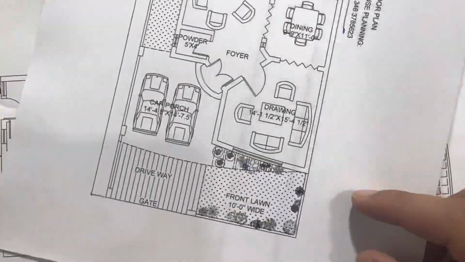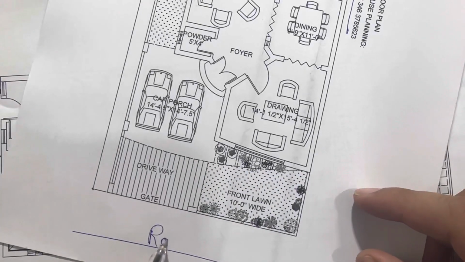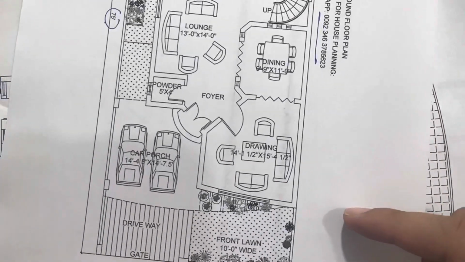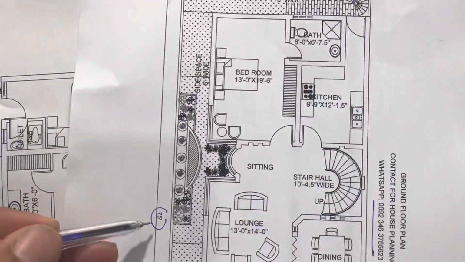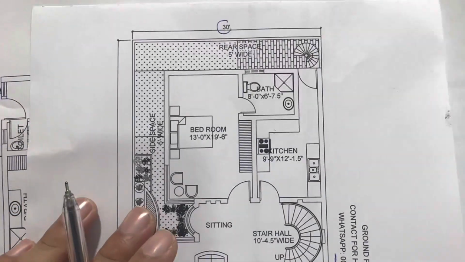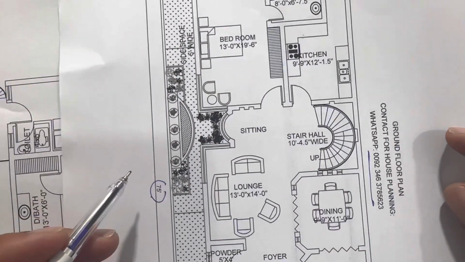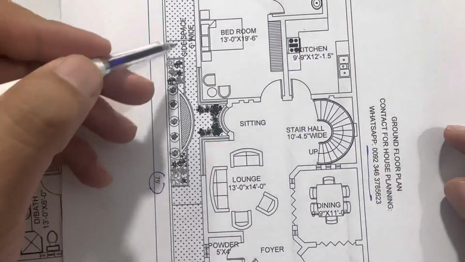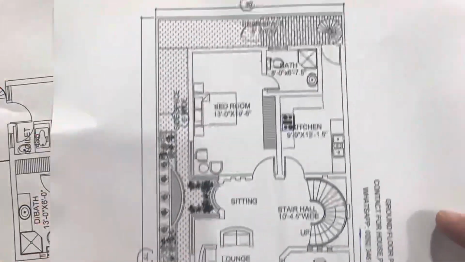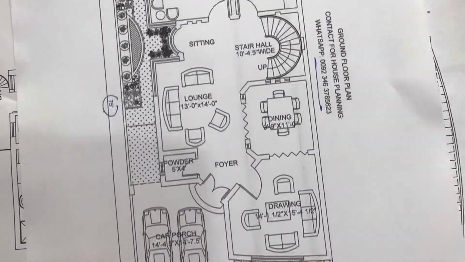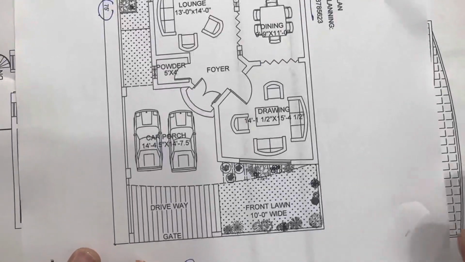Guys, you can see this is its front side. So this is the road. The width is 30 feet and the length is 75 feet. Guys, we have two side open passages. Back side is 5 feet and left side is also 5 feet. This is open to sky, or open passage, for proper ventilation and sanitation.